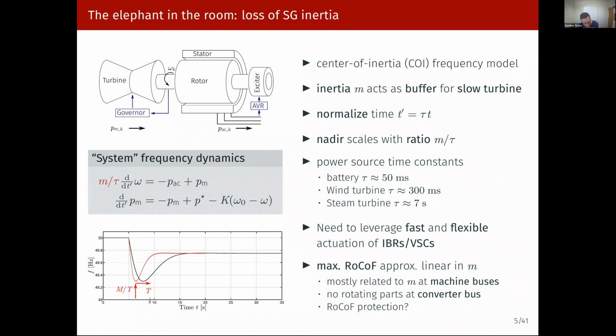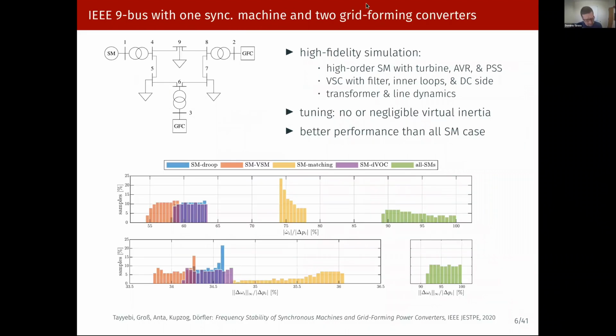And to highlight this, here are a few tests that we did. So this is from an EMT simulation with relatively high order machine models and converter models. And this was tuned in such a way that the grid forming power converters, those are connected here, basically did not provide any virtual inertia. And then we compared the standard IEEE 9-bus system that had 3 machines, so one at bus 1, 2, and 3, to one where 2 of those have been replaced with grid forming converters.